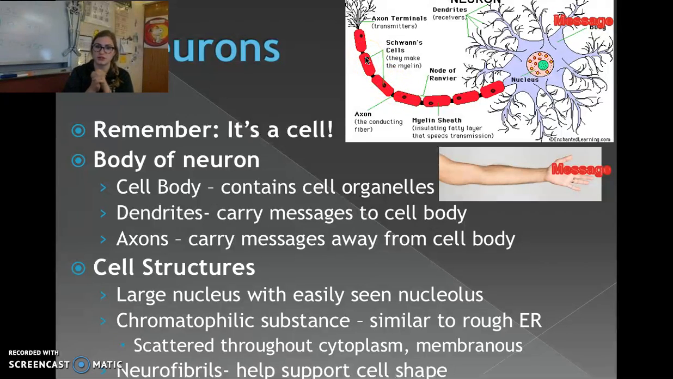So some cell structures that we need to know. We have a really large nucleus along with a really easily seen nucleolus. Another inception type thing going on here where we have a dream within a dream. We have a nucleus within a nucleus, which is the nucleolus.